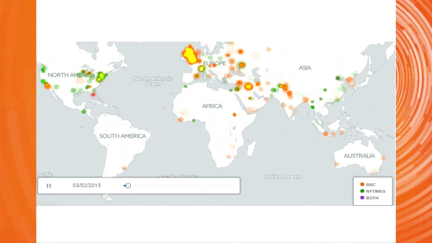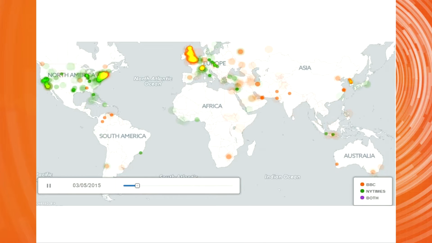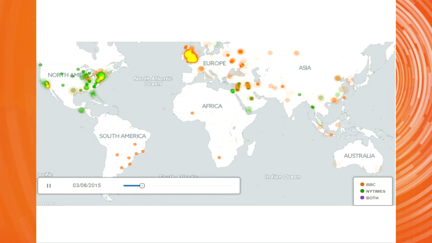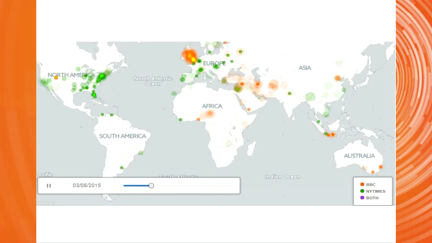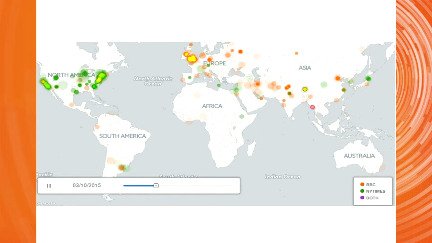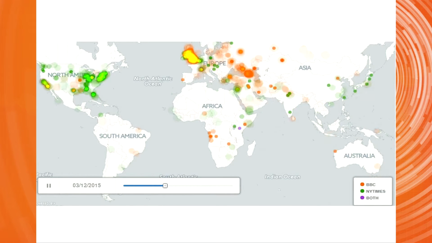This is an interesting map. This is comparing the month of March of this year, all locations mentioned in BBC coverage and all locations mentioned in the New York Times. What's interesting about this, so orange BBC, green New York Times, you can see that BBC seems to have a much greater reach in a lot of areas of the world than the New York Times.